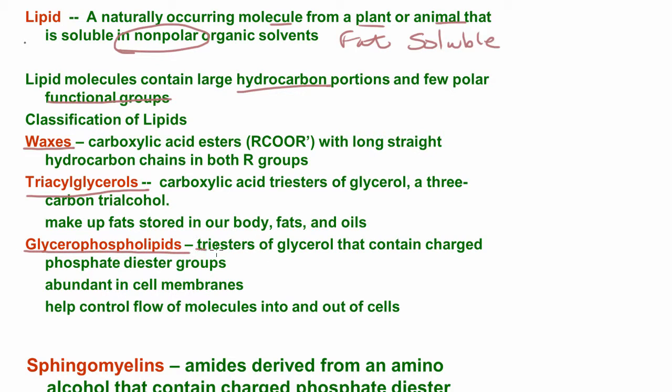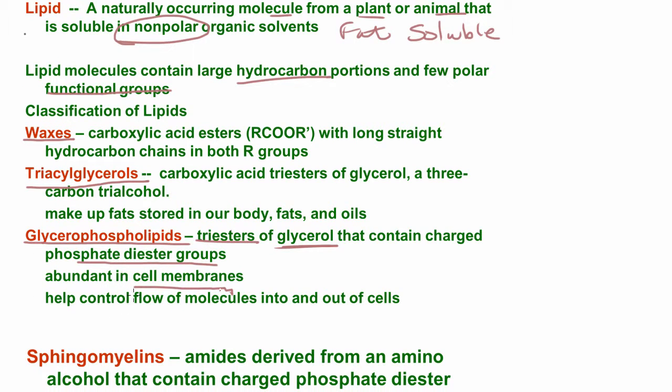Glycerophospholipids. These are triesters of glycerol. We'll talk about glycerol in a few minutes. And they contain charged phosphate diester groups. These are abundant in the cell membrane. And what they do is help control the flow of molecules into and out of the cells. Remember, nutrients need to get into the cells and waste needs to leave the cell.